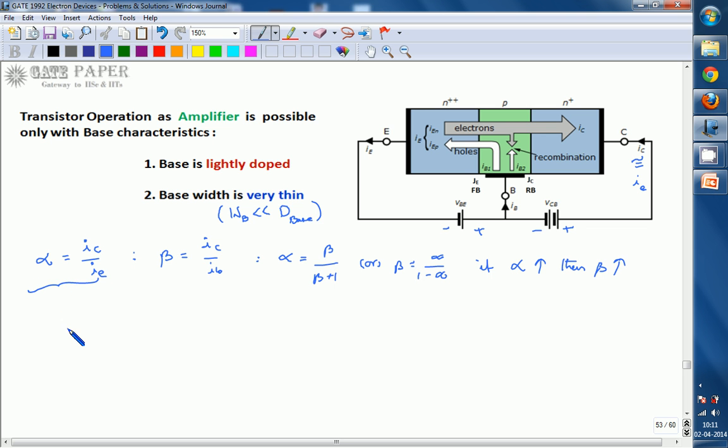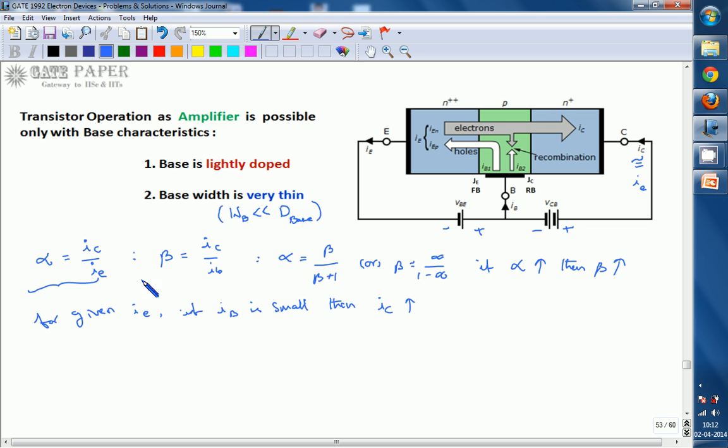So we can consider any of the current gains. Let us consider alpha, which is equal to IC by IE. For the given emitter current, if more electrons coming from the emitter reach the collector, that gives more current gain. So for a given IE, that is emitter current, if IB is small, then IC increases. So IB is small means IB reduces.